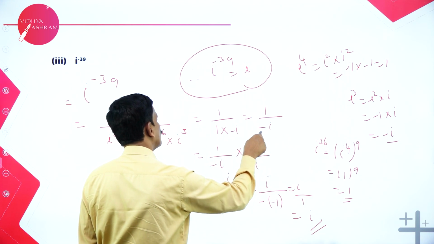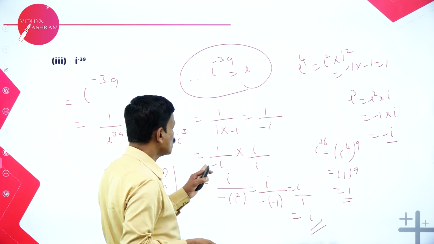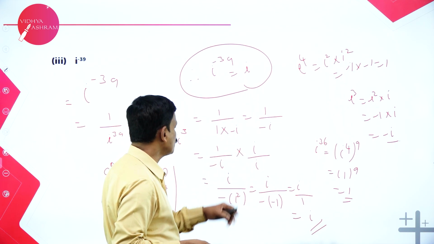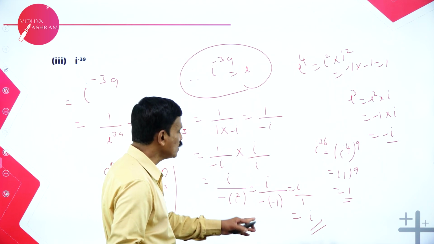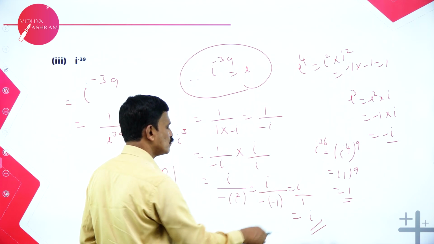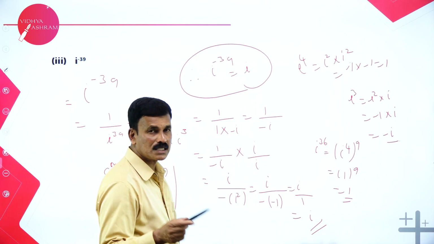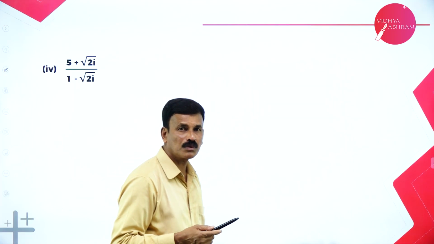is minus i, so 1 by minus i. So that is 1 by minus i. Rationalize the denominator: just multiply and divide by 0 plus i, that means i. 1 into i is i, minus i into i is minus i square, and since i square is minus 1, minus into minus is plus, so i divided by plus 1 is plus i itself. So therefore, i to the power of minus 39 is always equal to plus i. That's it. Now move on to the next problem.